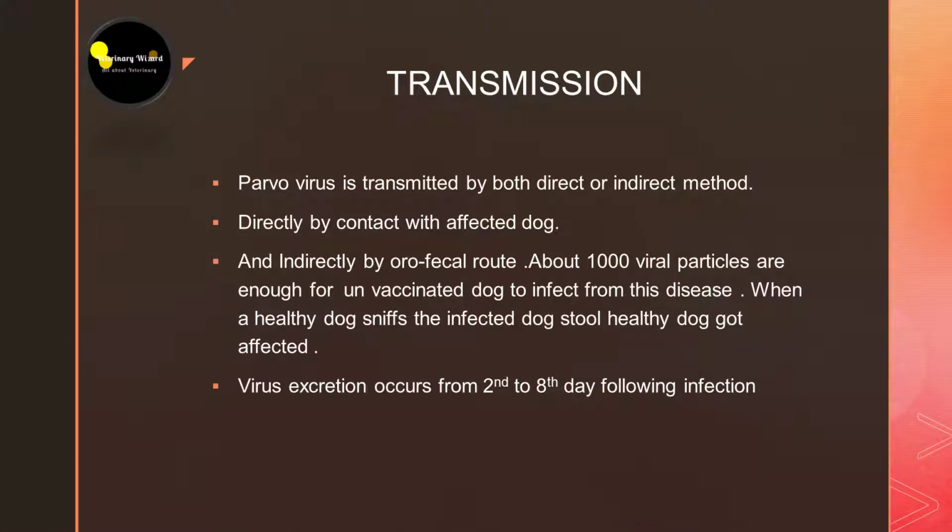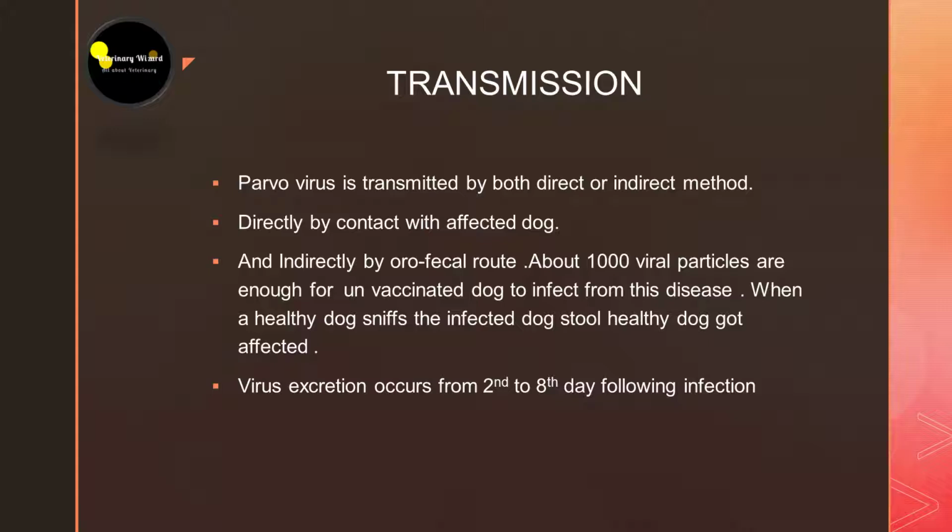One question that arises in mind is how parvovirus is transmitted. Here is the answer. Parvovirus spreads by both direct and indirect methods. Directly by contact with an infected dog and indirectly through the oro-fecal route. When a healthy dog sniffs the feces or excreta of an infected dog, the healthy dog gets affected. If a puppy is not vaccinated, about 1,000 particles of this virus are enough for parvo infection. If a puppy is infected with parvo, virus excretion starts from the 2nd to 8th day. I hope that now you know how parvo is transmitted.